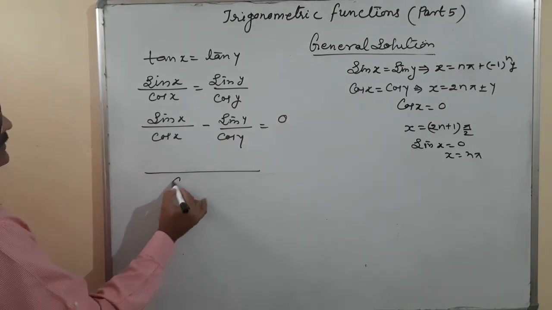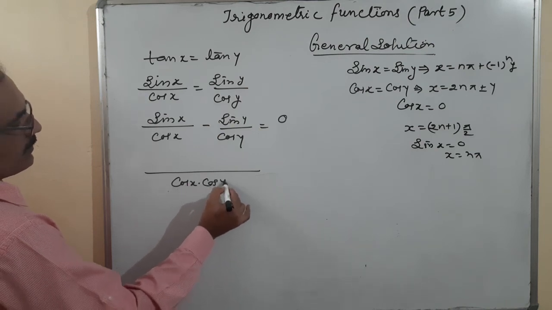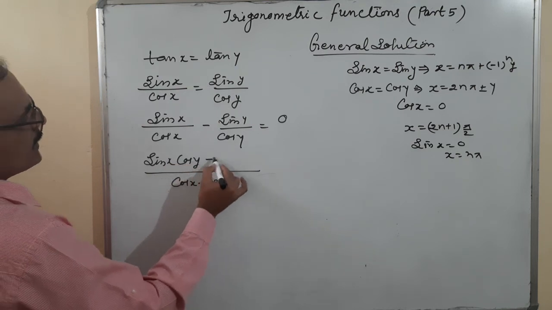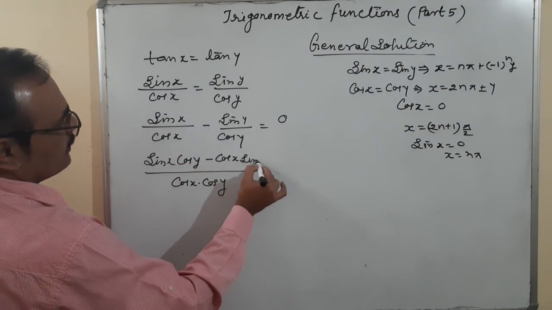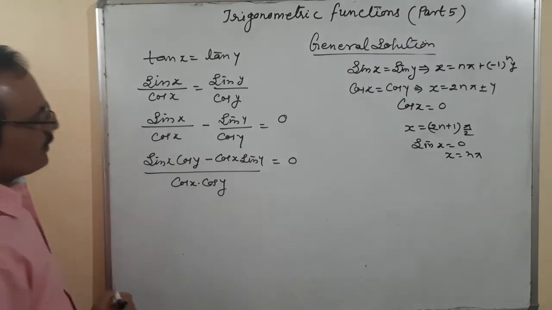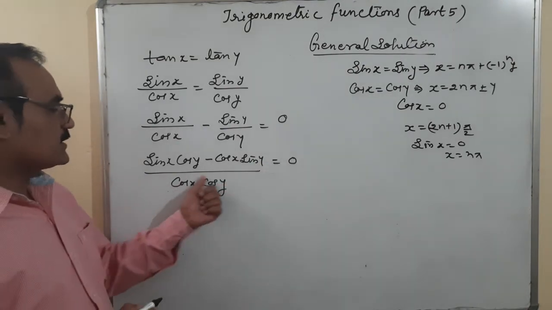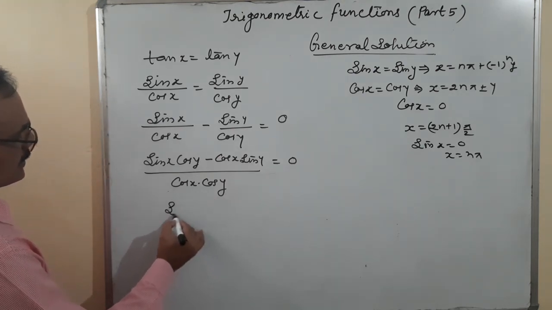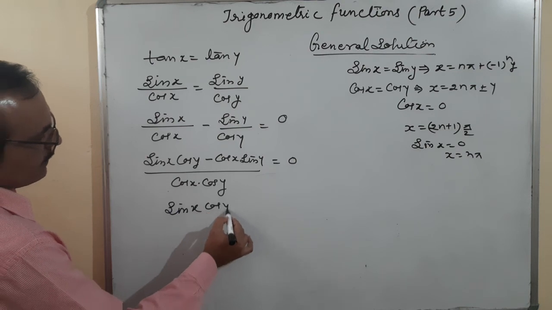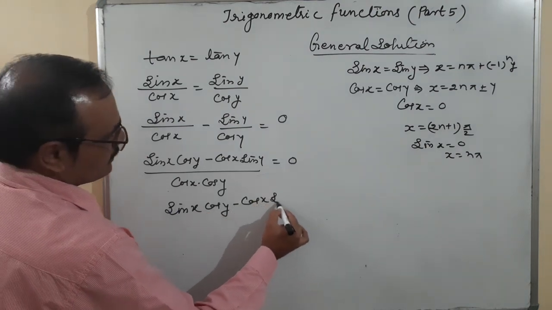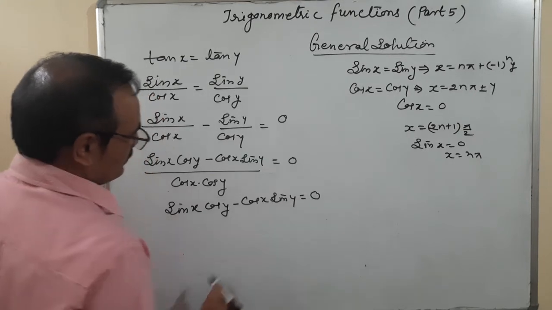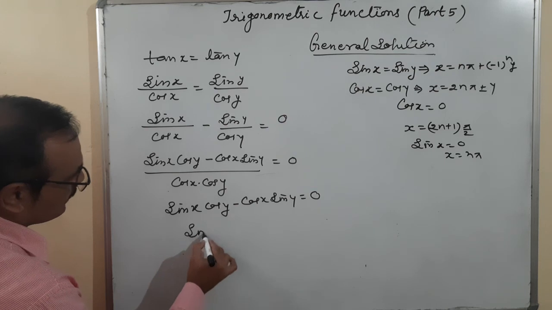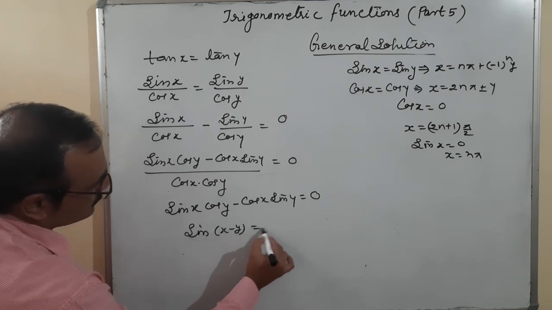LCM of cos x and cos y: sin x cos y minus cos x sin y is equal to 0. We can shift this term here because it is a non-zero term, so the non-zero term multiplied with 0, the result is 0. Sin x cos y minus cos x sin y is equal to 0. Sin A cos B minus cos A sin B is sin A minus B, so sin of x minus y is equal to 0.